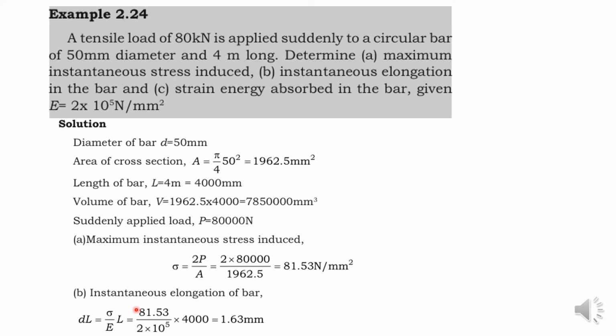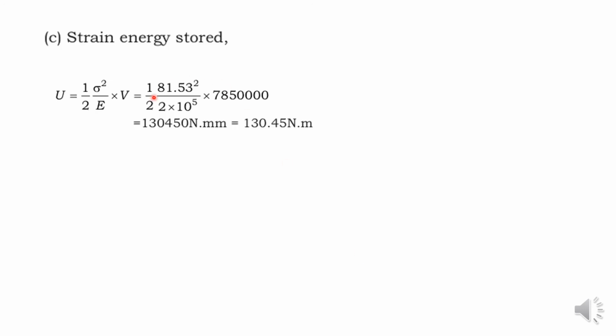Okay, now the instantaneous elongation of the bar. If you know the value of stress, now the elongation can be found out by using sigma L divided by E, that is sigma into L divided by E, which is equal to 1.63 mm. Now the third case is the strain energy absorbed in the bar. So the equation for strain energy is sigma squared divided by 2E into volume. We know the value for sigma and E and also for V. So that is equal to 130.45 Newton meters.